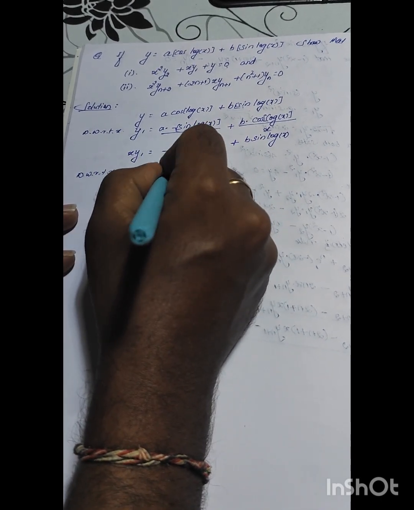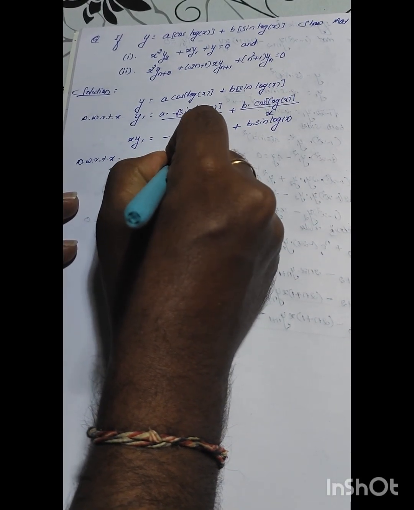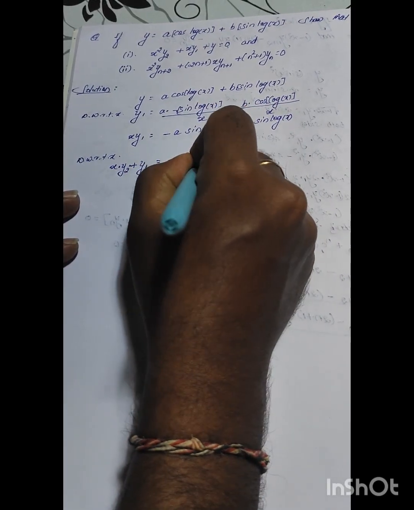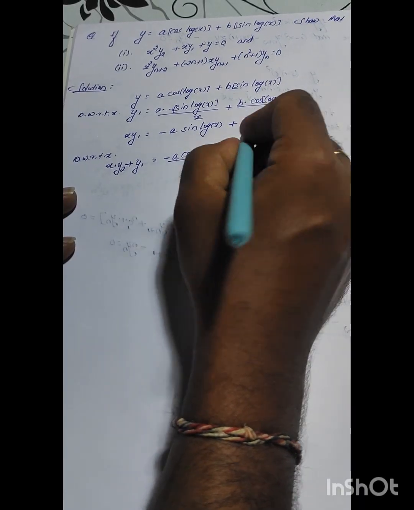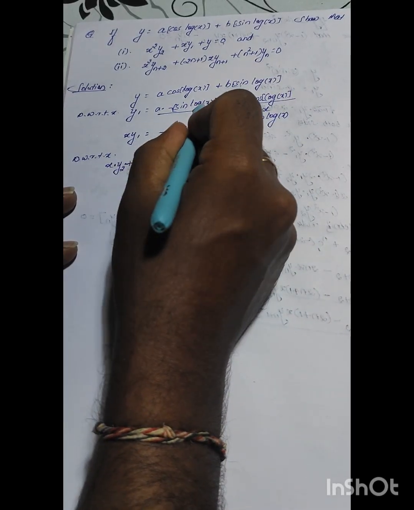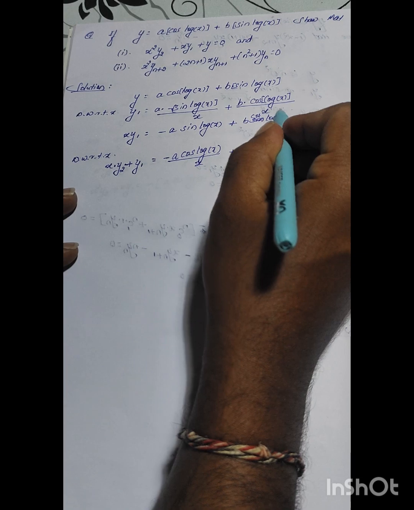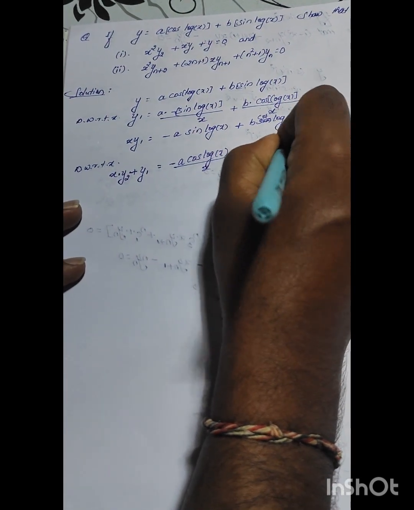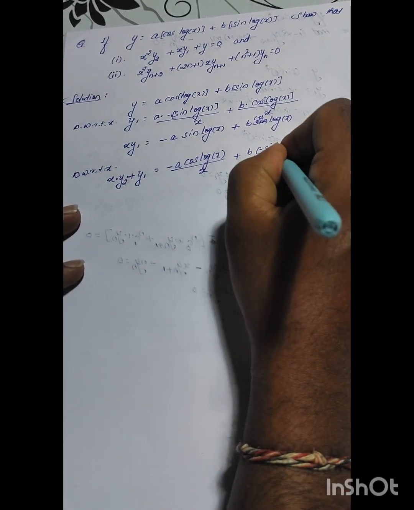minus a, let it be common outside. So what happens, sin of log x is cos of log x, so that will become minus a cos of log x divided by x, because by the chain rule the derivative of log x is 1 over x, plus b cos log x, sorry, this is cos log x, right, sin log x by x. And b sin log x will become, sorry, b cos log x will become minus sin log x, so that is b into minus sin log x divided by x.